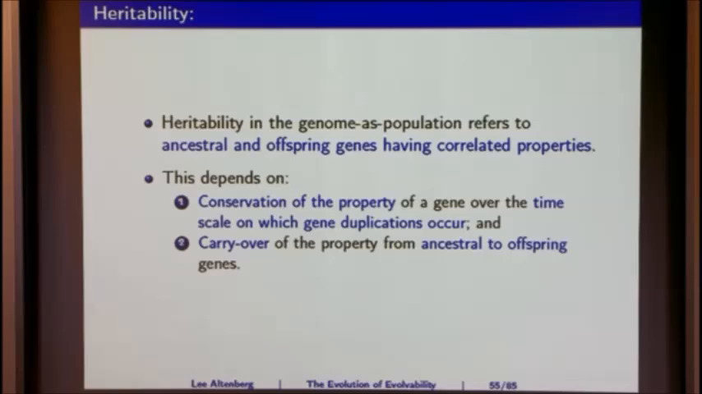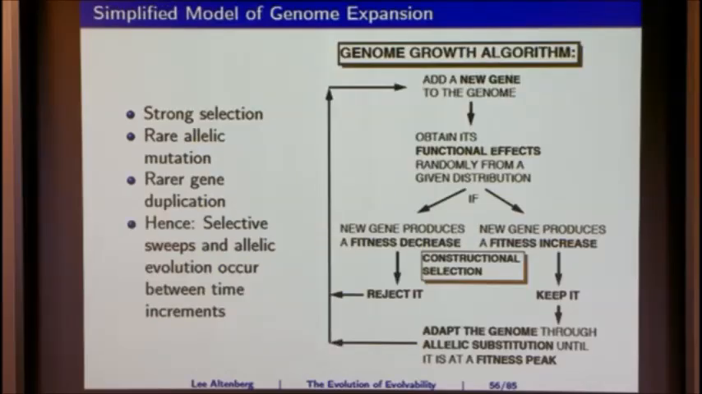So I want to look at some illustrations of this in computational experiments, with a very simple model of this genome growth process, where you add a new gene to the genome and basically randomly sample its functional effects from some underlying distribution. If the new gene produces a fitness decrease, you reject it. If the gene produces a fitness increase, you keep it. Then you adapt it through allelic substitution until it's at a fitness peak, and then you go back to the beginning, and that's how your genome grows.